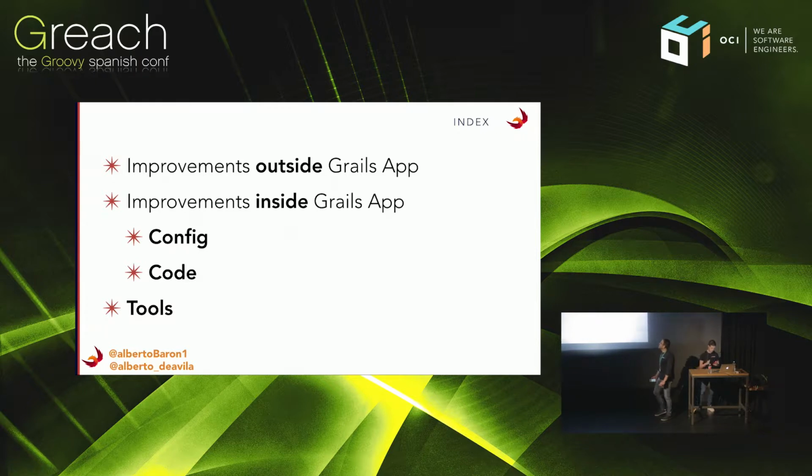So what are we going to see here? First of all, we are going to see the improvements outside the Grails application, because not always the problem is inside. After that, we are going to see the improvements inside the Grails application, focusing on config and code changes. And finally, Alberto is going to show you some tools to measure your performance.